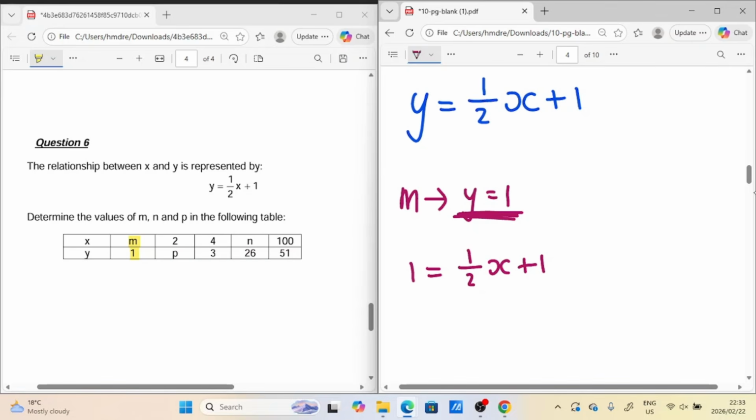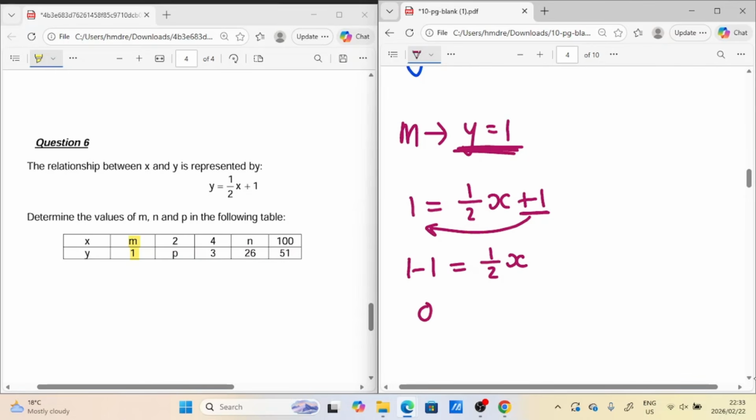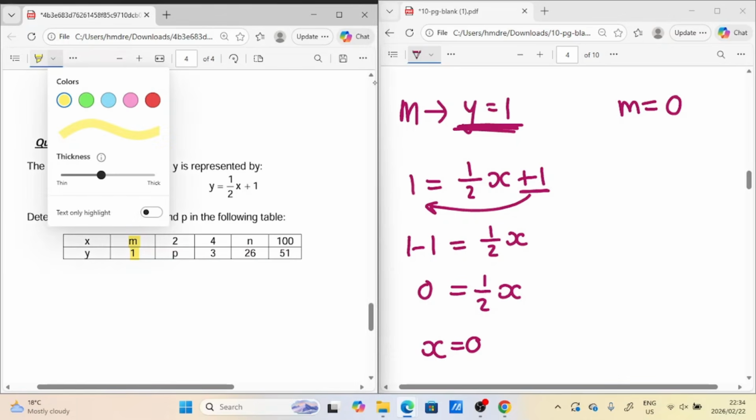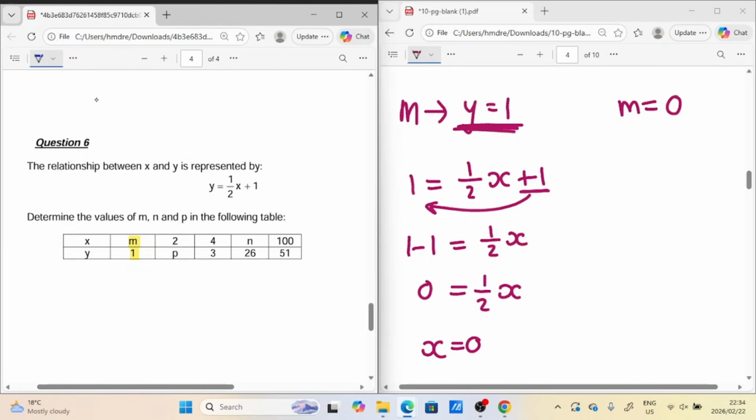So this one we can take across. We were adding 1. When we take it across, we're going to subtract 1. So 1 minus 1 is equal to a half x. 1 take away 1 is 0. 0 is equal to a half x. We want this half gone, so we were timesing by half. We're going to take it across, divide. 0 divided by half is 0. So x is equal to 0. So we can say m is 0. So in this one here, m is 0.